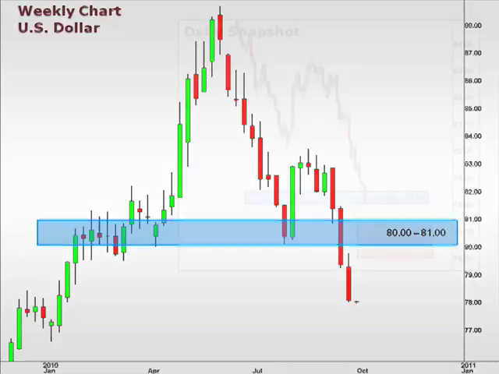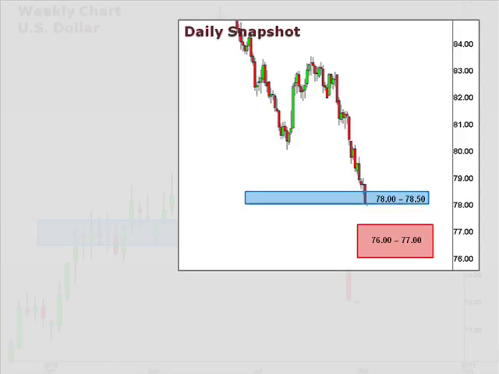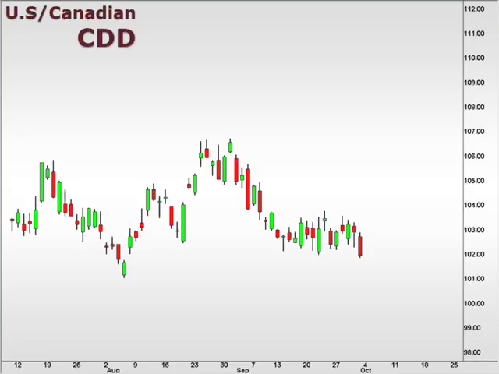Now, if we take a look at a daily snapshot, we can see here that failure to hold at the 78, 78.5 level is likely to result in further weakness, targeting that 76, 77 box.